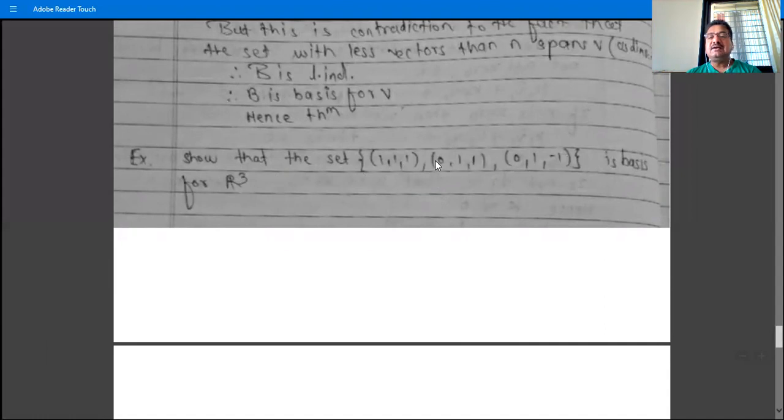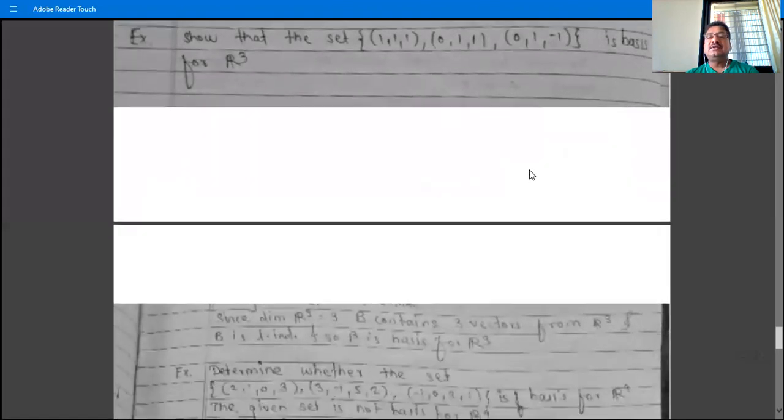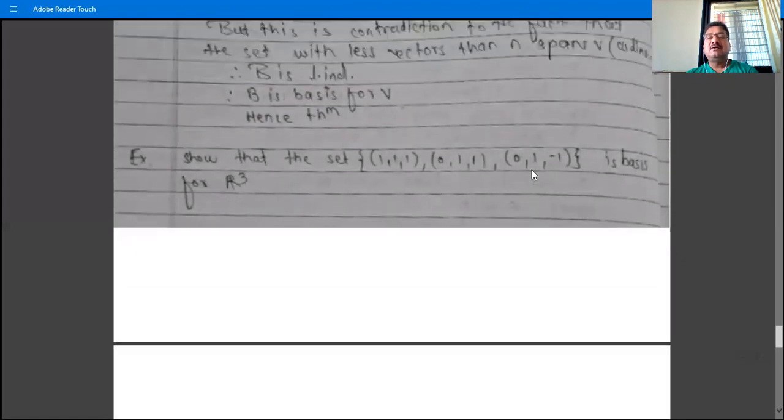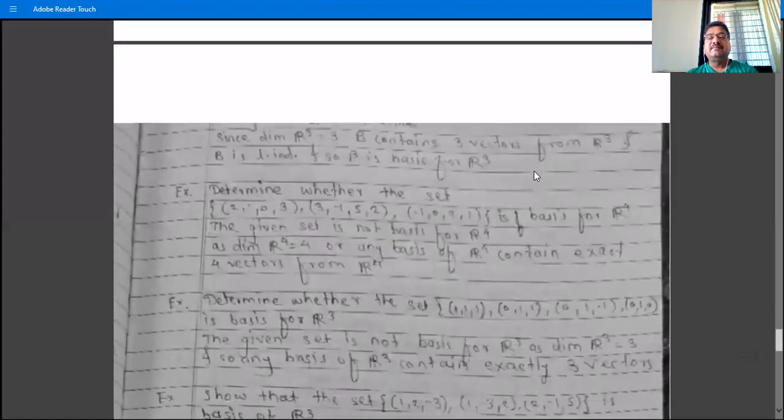But if the set contains more than 3 vectors or less than 3 vectors, then there is no need to show any one condition or two conditions. Just say that this set contains more than 3 vectors or less than 3 vectors, and the dimension of R3 is 3, and therefore it is not a basis. So a set that contains more than 3 vectors from R3 or less than 3 vectors from R3 is not a basis.